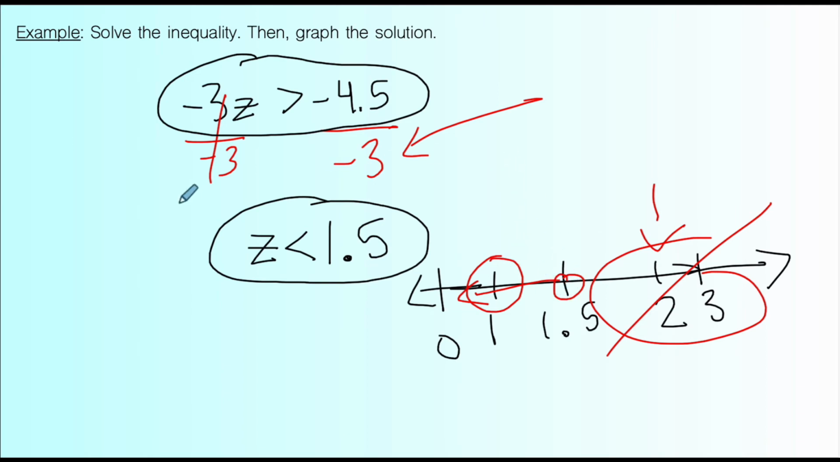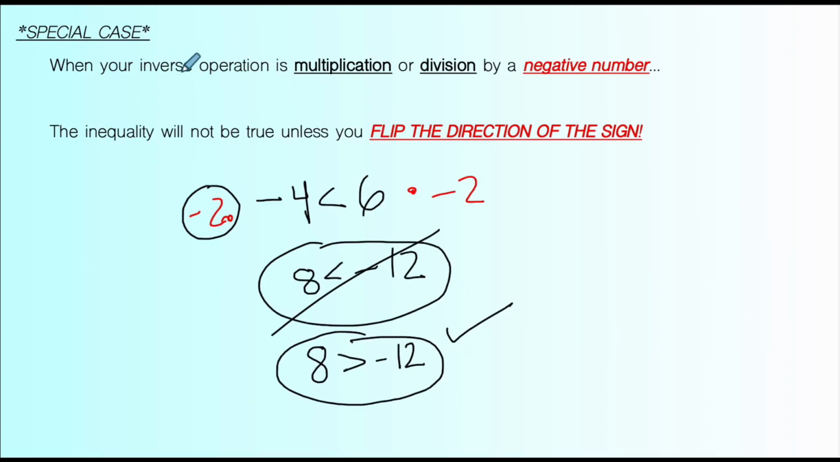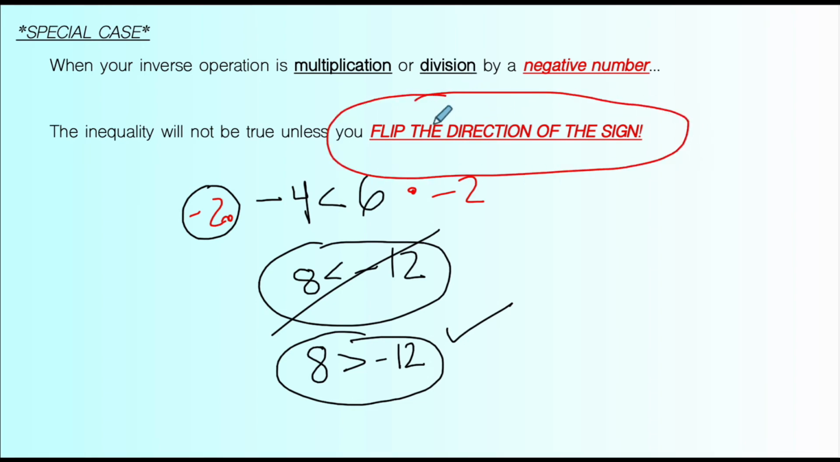And the key to this is remembering that when your inverse operation includes multiplication or division by a negative number, you must flip the direction of the inequality sign so that your final inequality statement remains true. Let's look at another example. Let's look at negative 3 halves times n is less than or equal to positive 6.